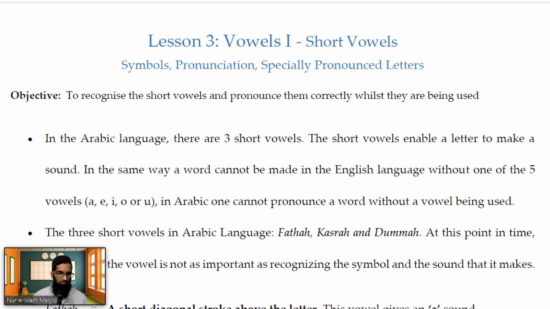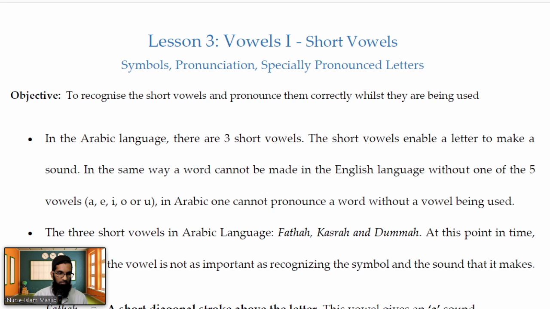The third lesson is about vowels, and the short vowels are the focus. Short vowels, as the name suggests, are going to be short. They require you to recite or read them as short as possible, and that's how you get the correct sound for them. As you all know, vowels give sound to a word. This is how you bring sound to the letters that we've been learning. So, that's the objective of today's class.